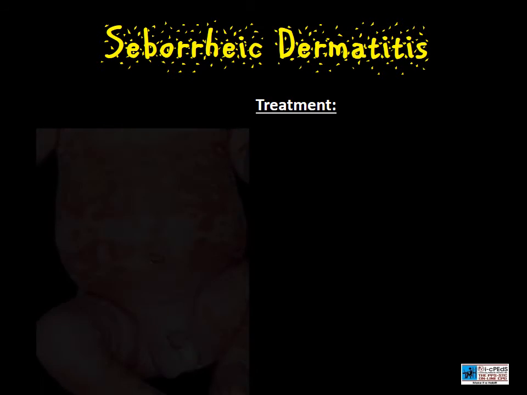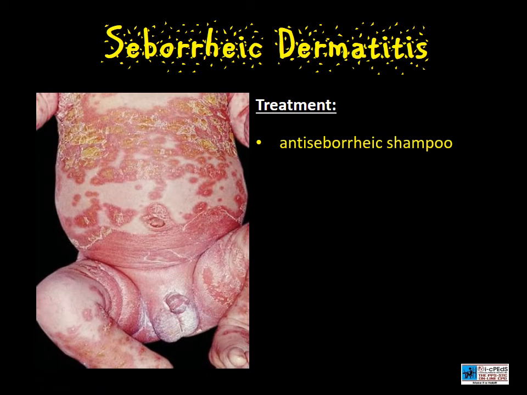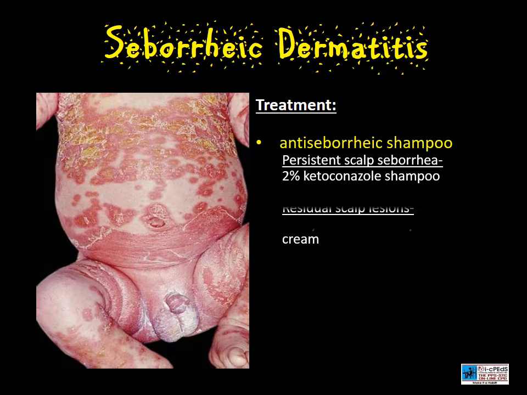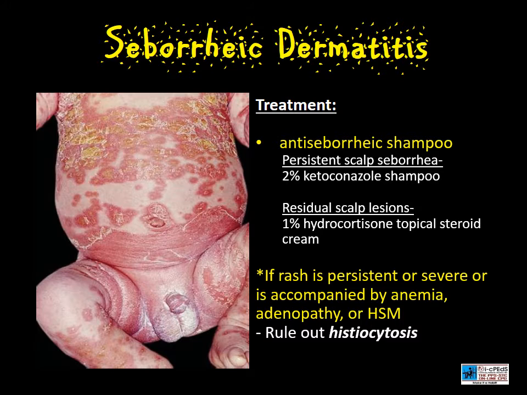Seborrheic dermatitis is managed with treatment that reduces the level of skin yeasts and seborrhea. These include creams and shampoo, which can be used safely on a long-term basis. Mild steroid creams can be used for short periods to settle any irritation. In patients with persistent rash associated with anemia or adenopathy, always rule out histiocytosis.